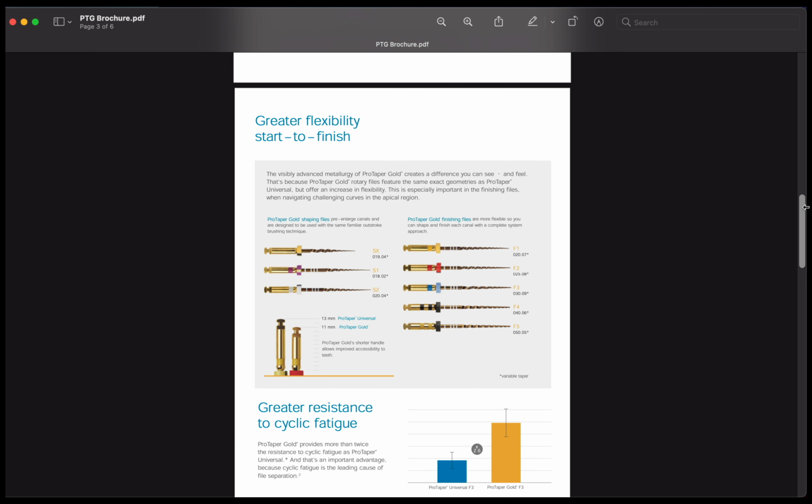Because if you had a 7% taper throughout the entire file, as you get to the top of that file, the size would be way, way too big and much too aggressive for the canal orifice level to be instrumented to that degree. You probably perforate with every single canal instrumentation. So it's a progressive taper where the taper decreases as you go up so that the area of the canal orifice isn't some giant hole. That's the ProTaper Gold system.